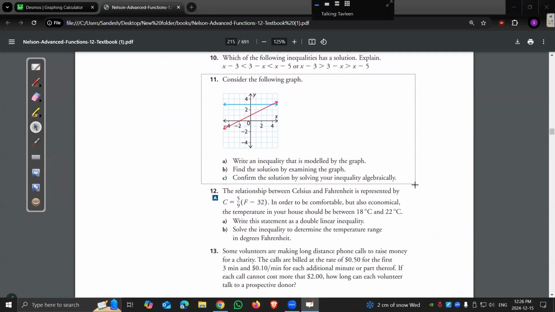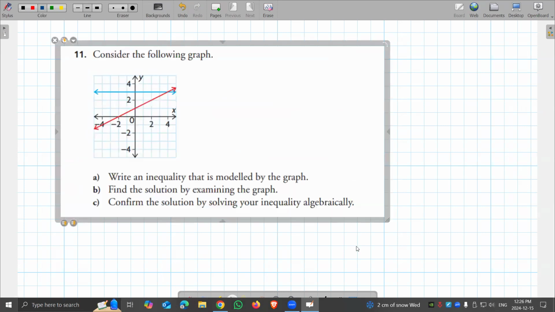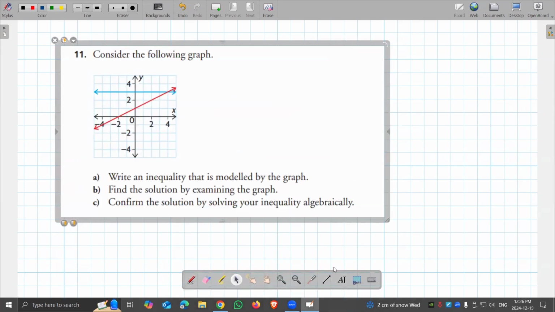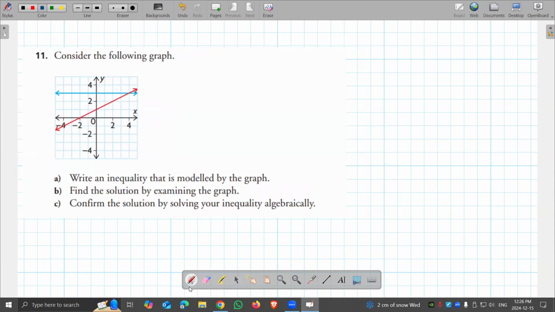Maybe we'll do this. Just seems interesting. So we're given a graph, and it says write down the inequality modeled by the graph. So there's going to be two parts to an inequality. So both of these are linear functions.